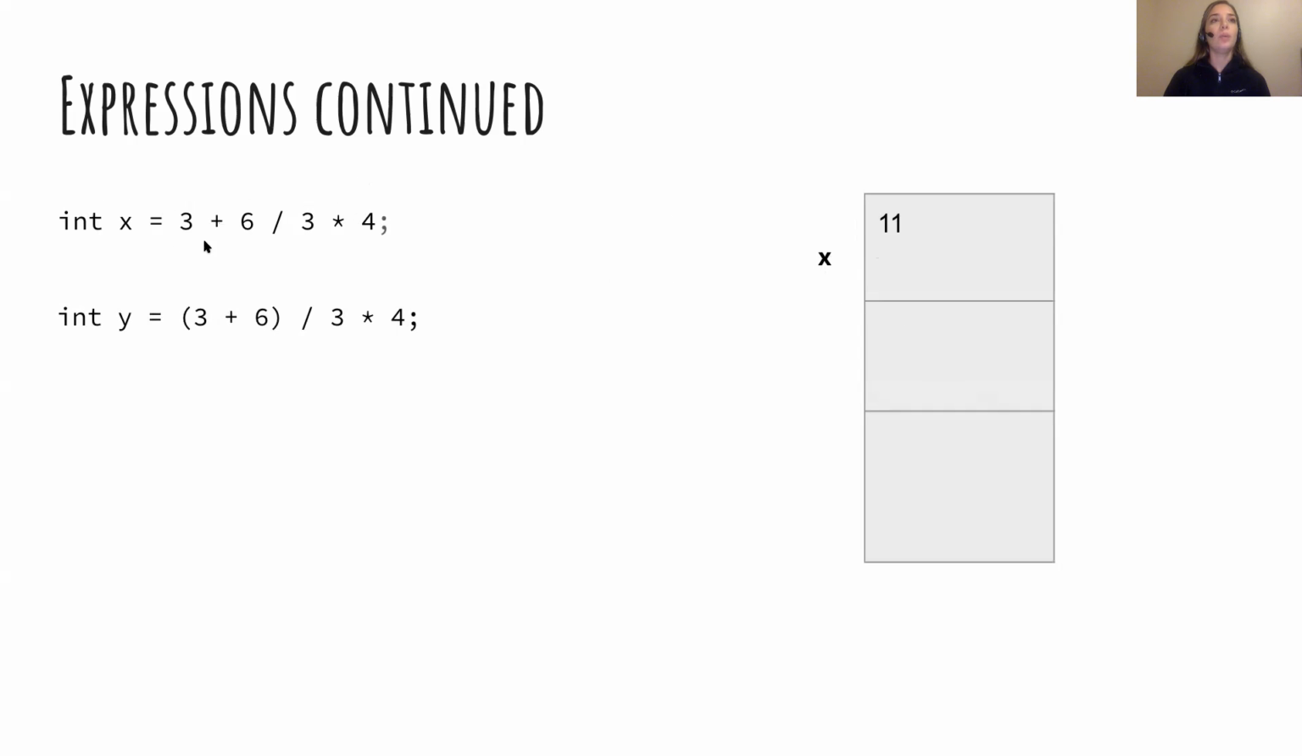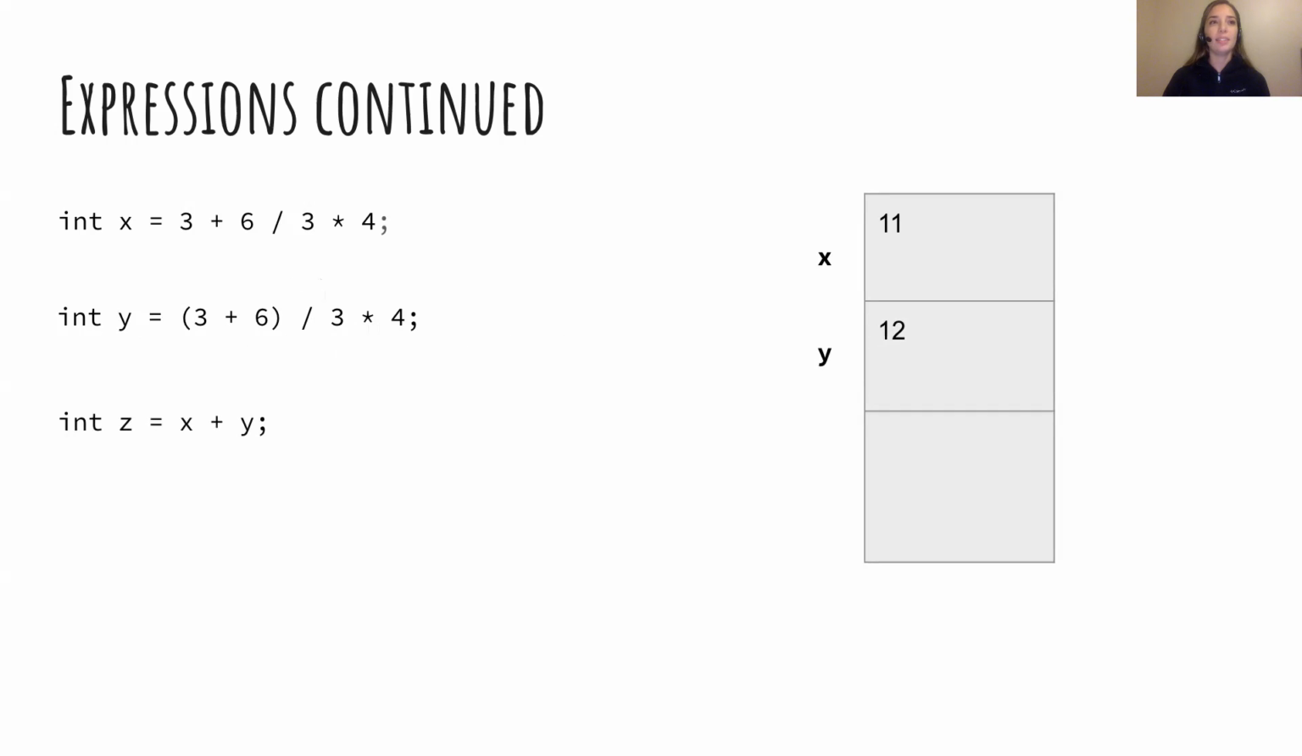Following this, if we really wanted to force 3 plus 6 to be divided by 3 and then multiplied by 4, we can add parentheses. So we have this new variable y. We're putting parentheses, and we know parentheses takes priority. We know 3 plus 6 is 9, so then we're going to divide 9 by 3 because this is the next operation. That's going to give us 3, and then we're going to multiply by 4, which will give us 12. So now in memory, we will have a slot for y, and it will contain the value of 12.